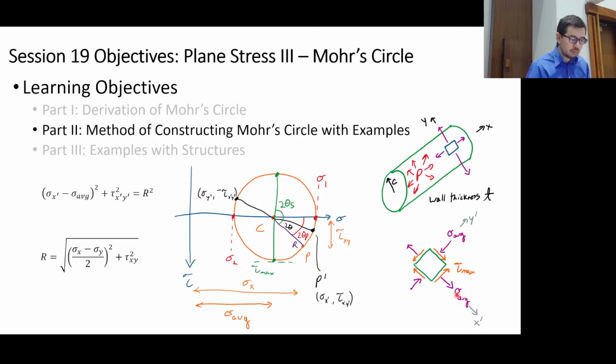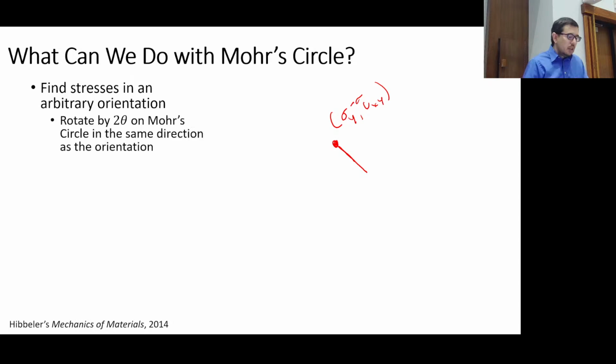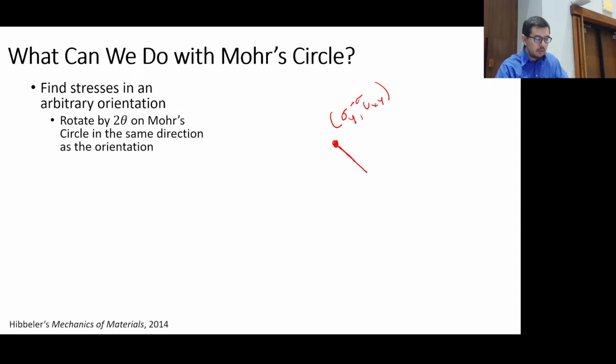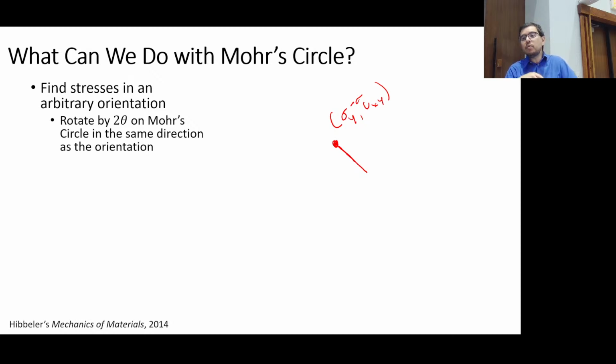Okay. So what can we do with Mohr's circle? And this is just me telling you what you can do, okay? And we'll get there. We can find stresses in an arbitrary orientation, so rotating by 2 theta on Mohr's circle in the same direction as the orientation. Remember, we already had those 2 thetas and the cosines and the sines for the stress transformation equations. So what's going to be interesting is if you want to rotate your material element, this is pretty key, by some amount theta, we rotate Mohr's circle by twice that.